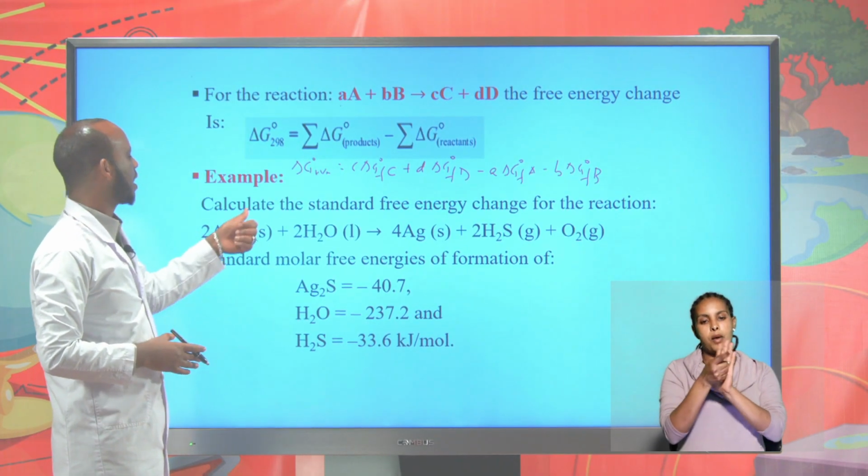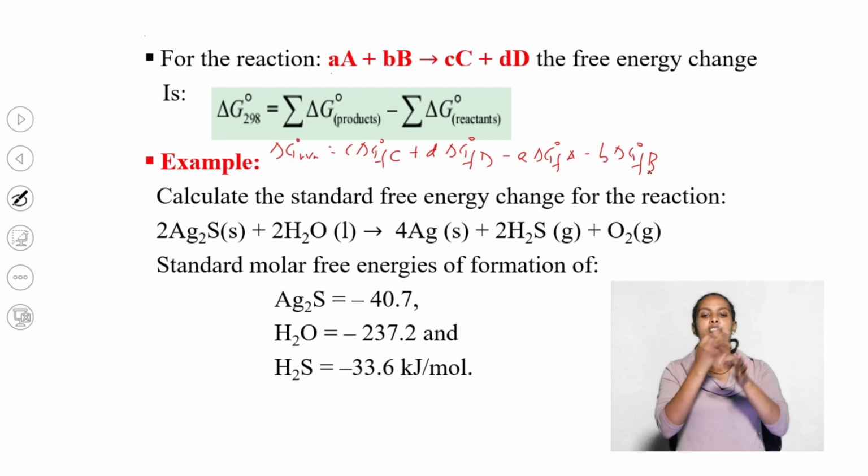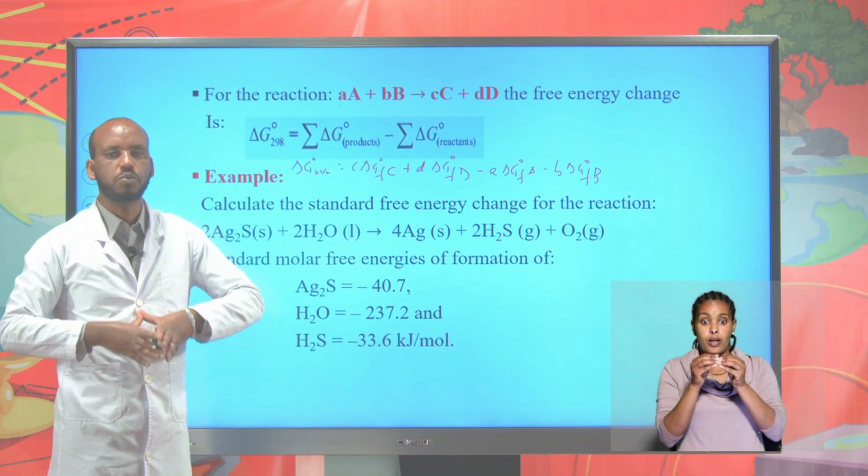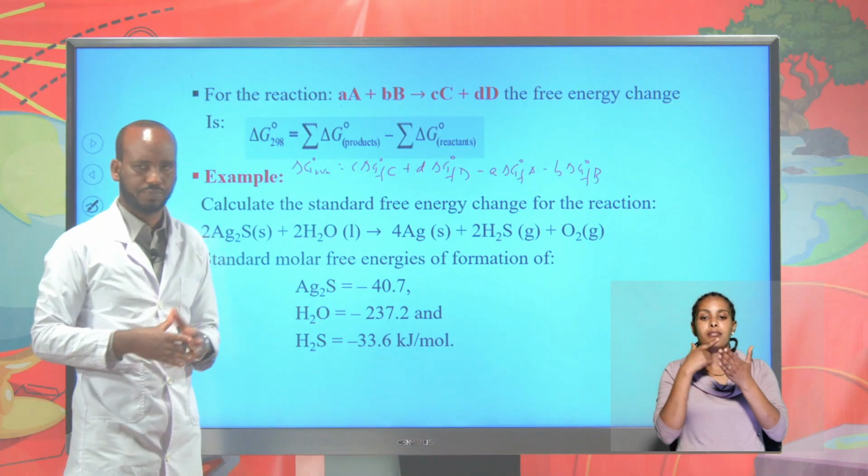For example, calculate the standard free energy change for the reaction silver sulfide plus water gives silver plus hydrogen sulfide plus oxygen. Standard molar free energies of formation: silver sulfide is 40.7 kilojoule, for water minus 237.2, and for hydrogen sulfide minus 33.6 kilojoule per mole. You are asked to calculate the standard Gibbs free energy change for this reaction.